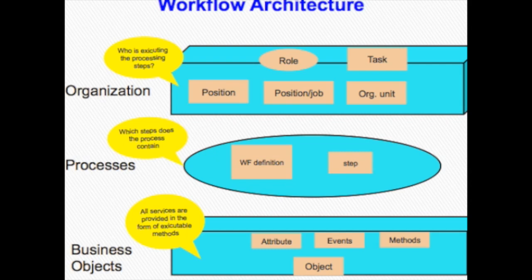The last one is business object. Attributes, events, methods, objects, all these can be grouped under business objects. So what exactly does a business object do? All services are provided in the form of executable methods. When you say you are defining a process, how do you execute that process? Yes, that is possible with reference to a business object. That's where the business object plays a major role in the workflow architecture.